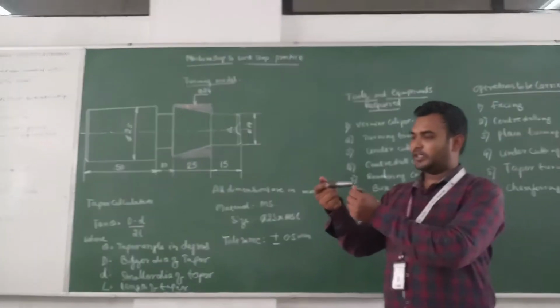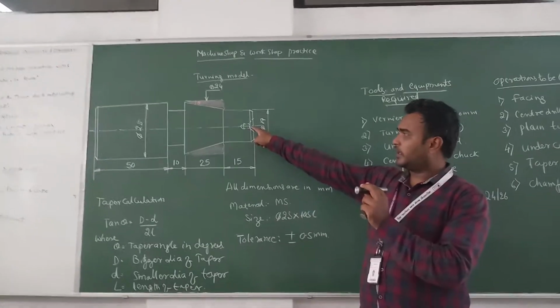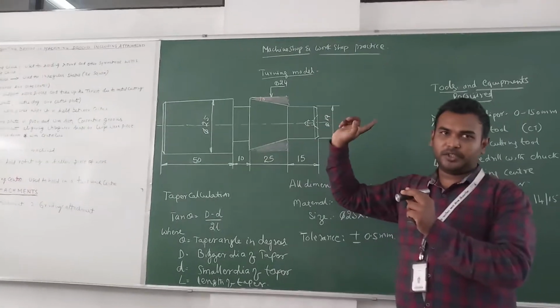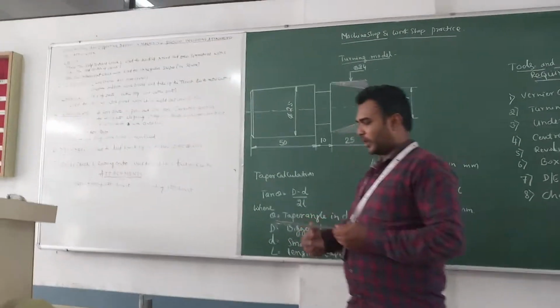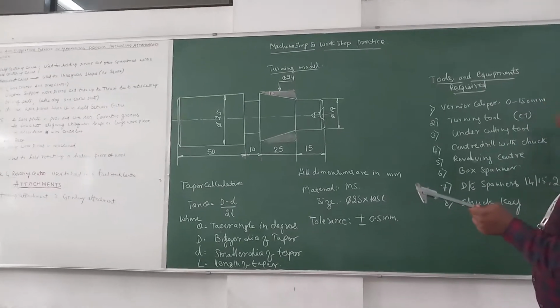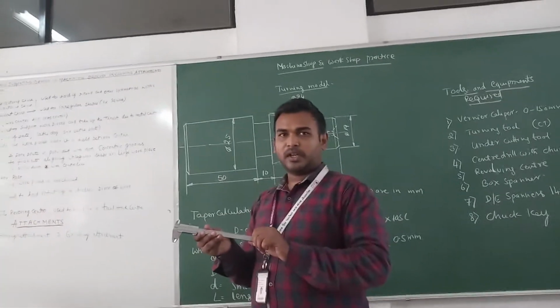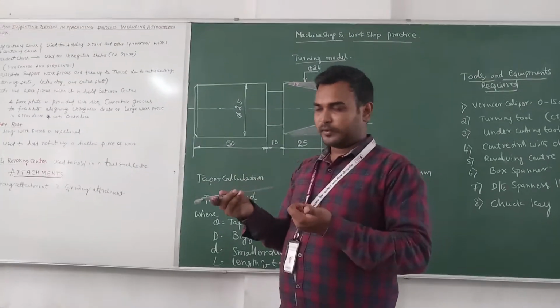What are the operations we are performing here? Here we are doing facing, center drilling, plane turning, taper turning and undercutting operations. To perform this we can use the vernier caliper. Why are we going to use this vernier caliper? To measure the diameter and the length of the given workpiece.